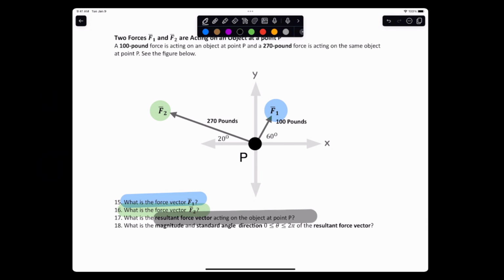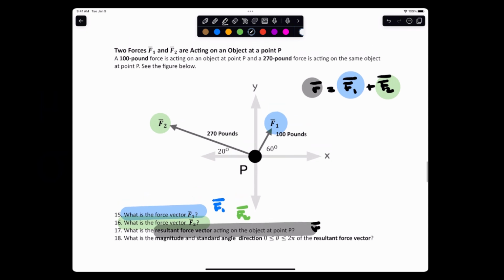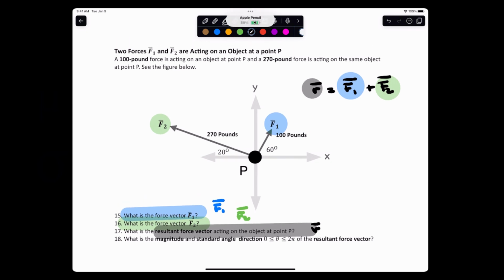So they're going to want to know, ladies and gentlemen, F1, F2, and R. You say, what is R? R is the sum of the force vectors. So I want you guys to try this out on your own. Do that with these two force vectors acting on that object, and I'll give you guys some time. And let's see what you get.